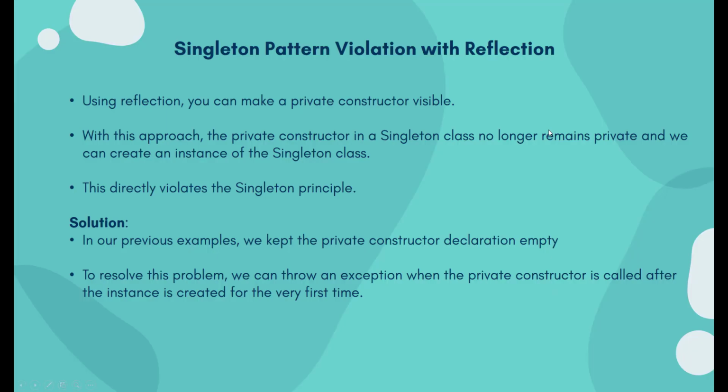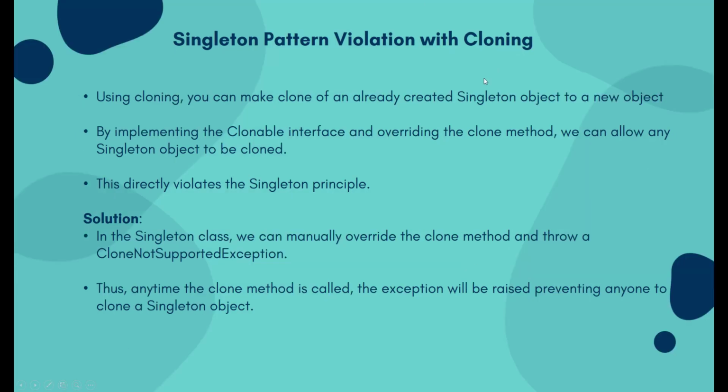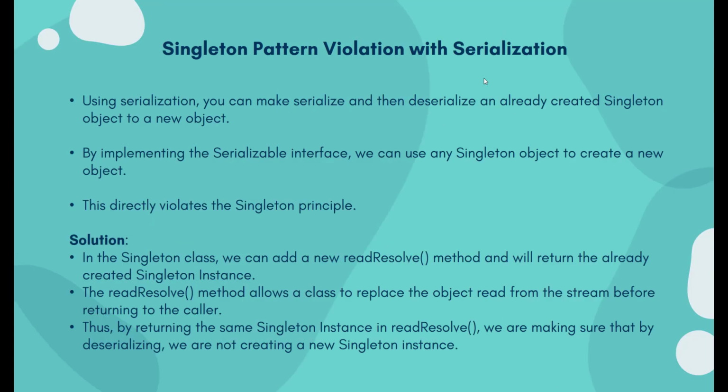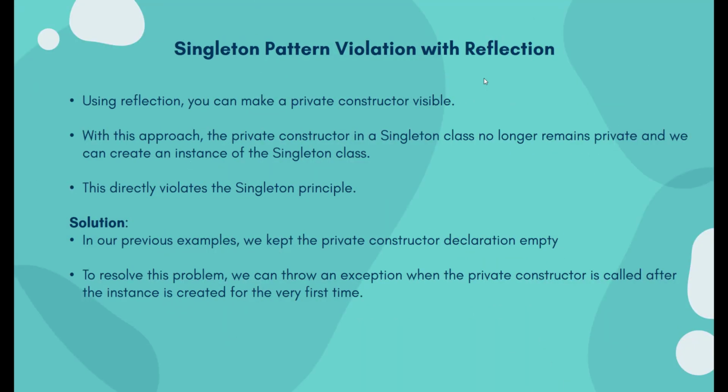Now, we will look into a few ways in which we can violate the singleton pattern. There are basically three ways in which we can violate the singleton pattern. Number one is using reflection, number two is with cloning, and number three is with serialization. We will start with reflection.